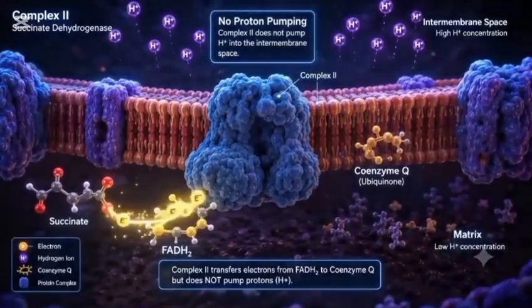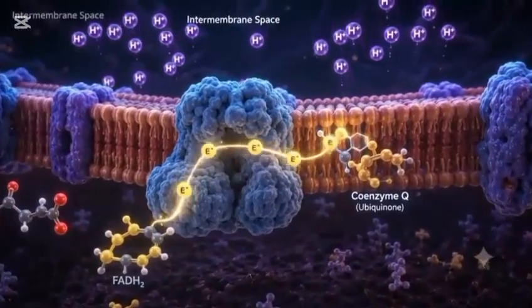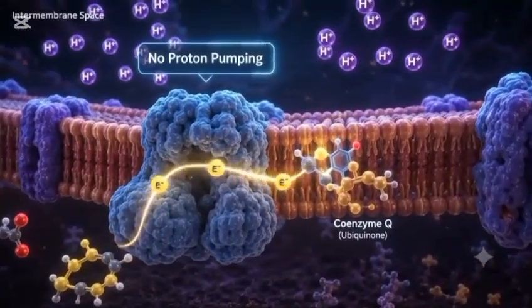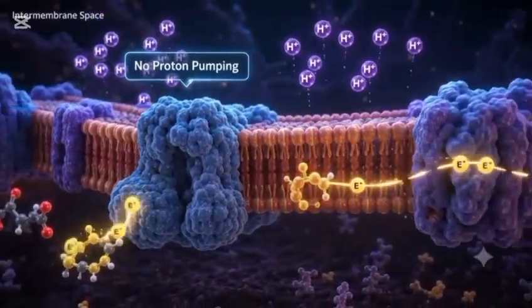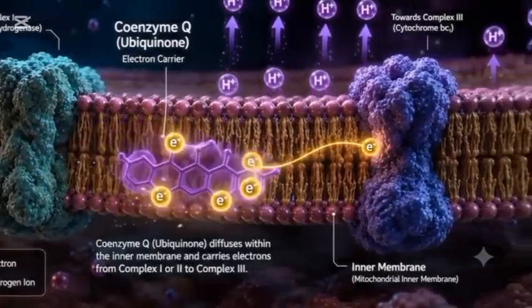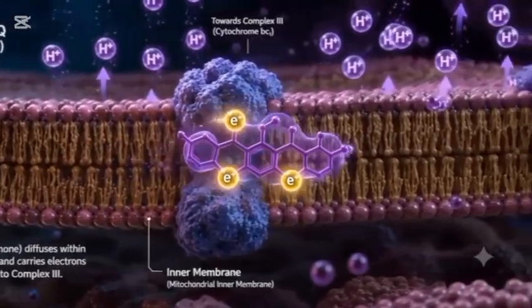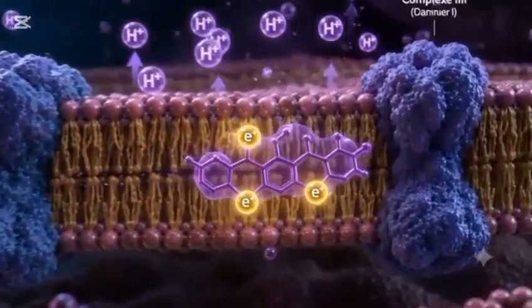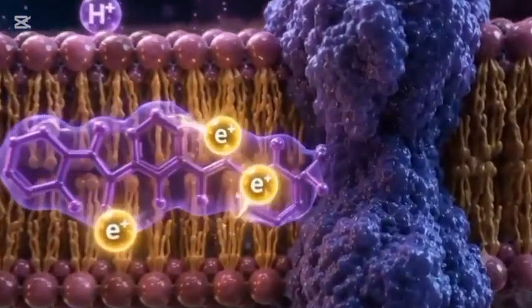FADH2 transfers electrons to complex 2. This complex does not pump hydrogen ions, so it contributes less energy for ATP production. Coenzyme Q carries electrons from both complexes toward complex 3. The continuous electron flow prepares the mitochondrion for efficient ATP synthesis.